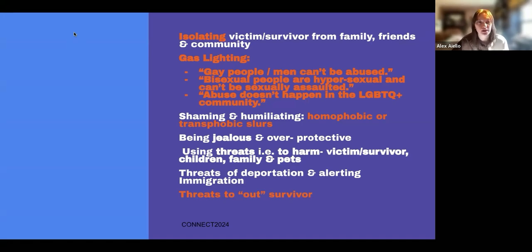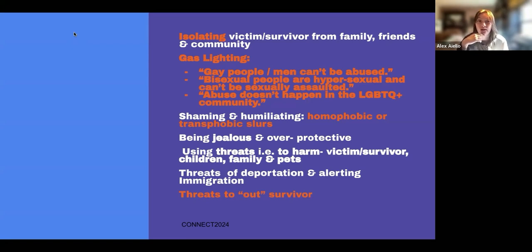The term comes from the 1944 movie called Gaslight. In that movie, it was a couple and the husband was purposely dimming the lights in the house every night, but told his wife it wasn't getting any darker. So she doubted her reality and thought she was going crazy. So gaslighting is when someone makes someone doubt their reality or feel like they can't trust themselves. So these are some examples of statements that can be gaslighting in a queer relationship and make someone doubt their reality.